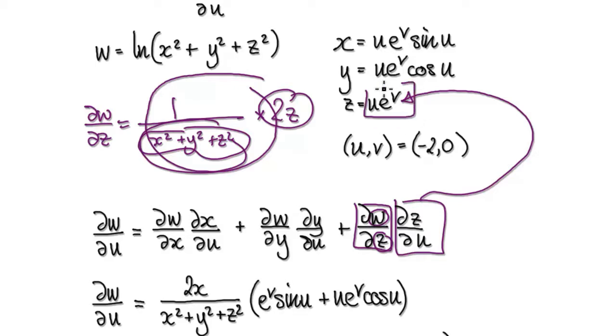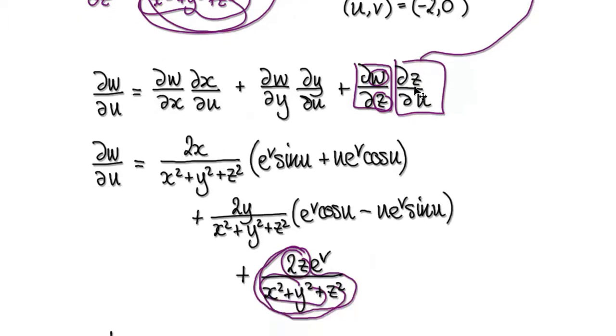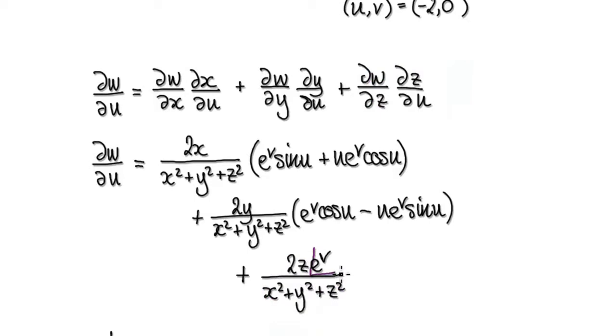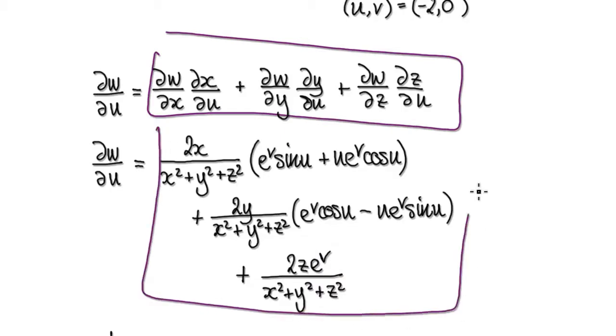So u is a variable, v is a constant. So when you differentiate this, it would just be e to the power of v. So that would just be e to the power of v. Well, anyway, this whole thing here will then give you this thing here. But now we want the answer all in terms of u and v.